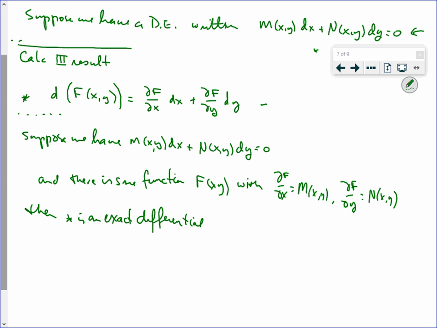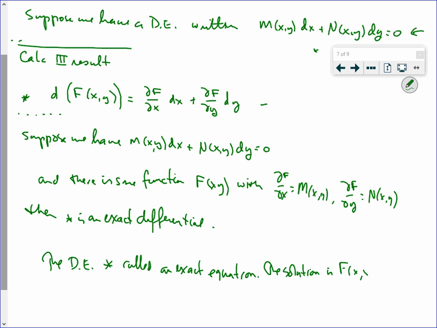Then the star equation is called an exact equation. And the solution is, well, you've got to have whatever this big function f was, equal a constant.